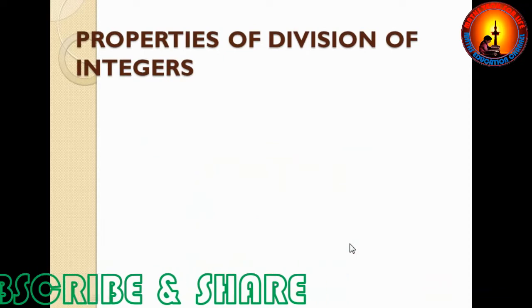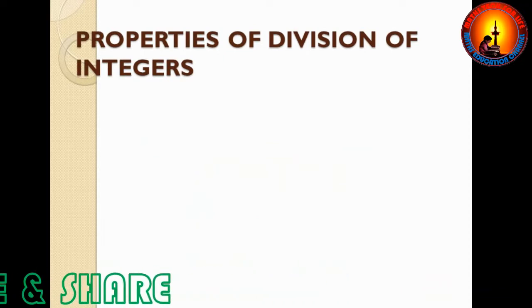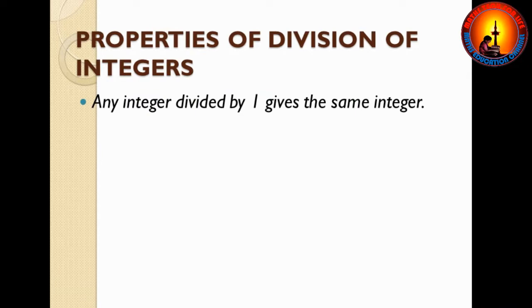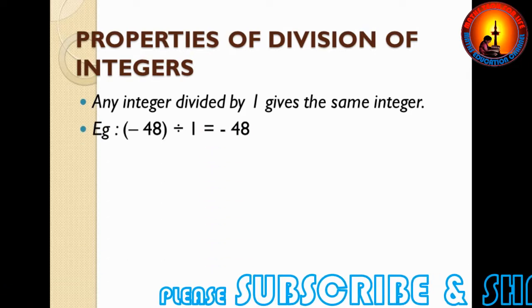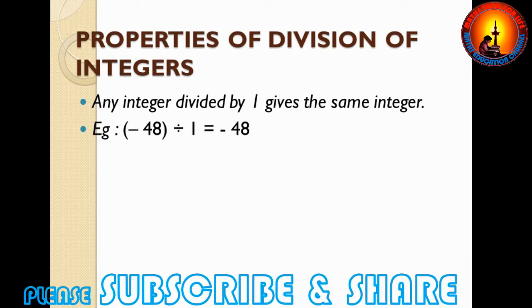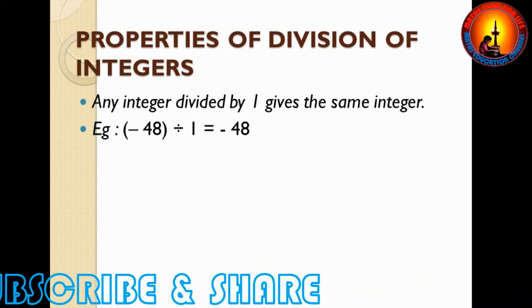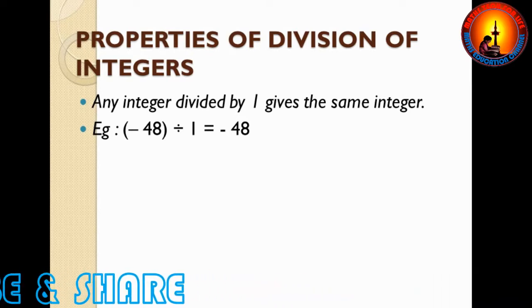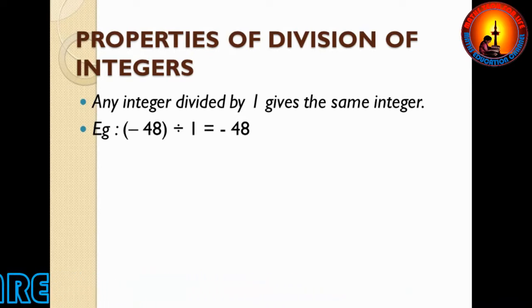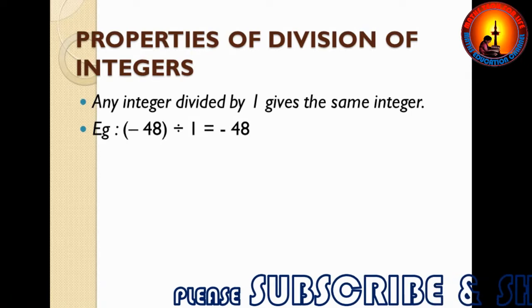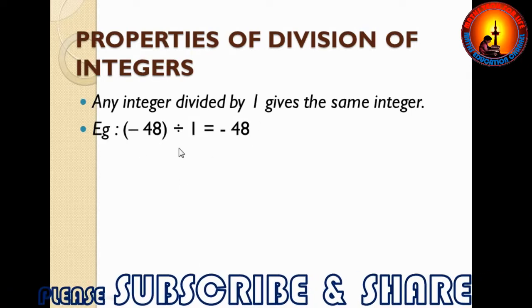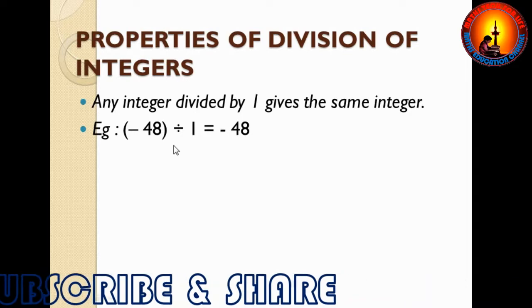Now we want to know the properties of division. The first thing we want to keep in mind is dividing a number by 1. Any number divided by 1 gives the same number. This we already learned in the case of whole numbers. In the case of integers also, if you divide any number by 1, you will get the same integer. For example, negative 48 divided by 1 is negative 48 itself.